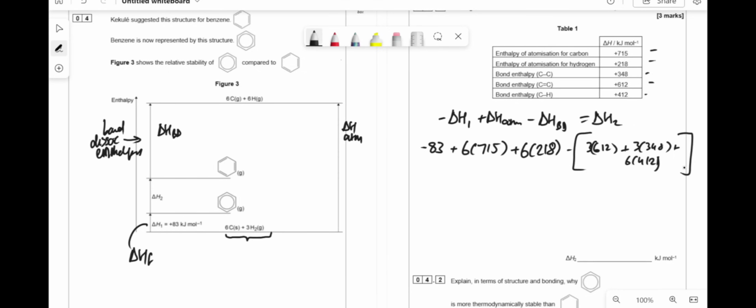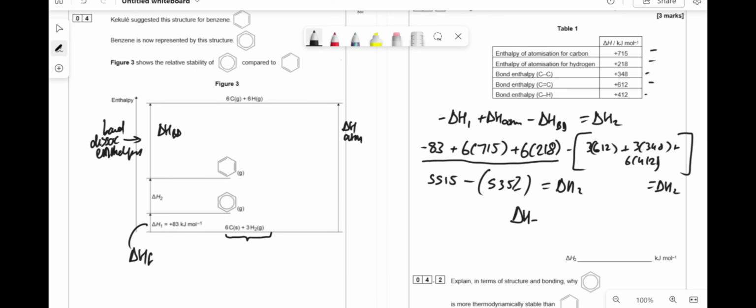So now I'm going to tidy up everything by making everything look a bit nicer. I'm sorry, that all equals delta H2. Okay, so now we've written a really hideous thing, so let's tidy all of this up. I'm going to add all of these together just to make it a bit tidier. So minus 83 plus 6 × 715 plus 6 lots of 218 gives you 5515, and then we're subtracting all of this stuff in the bracket. So 3 lots of 612 plus 3 lots of 348 plus 6 lots of 412, which is 5352, and that gives you delta H2.